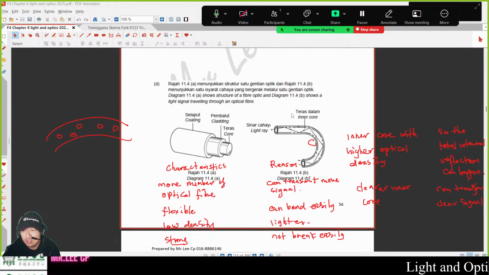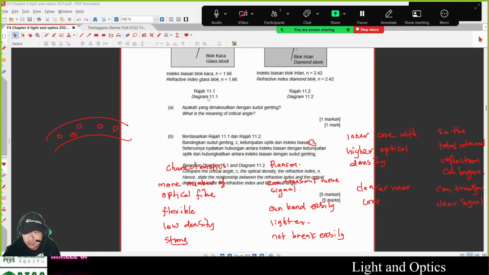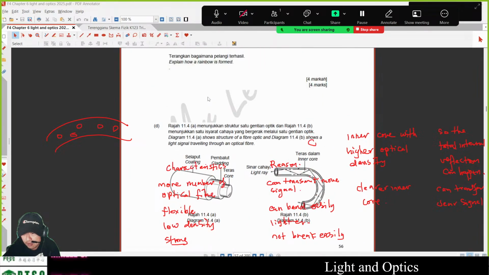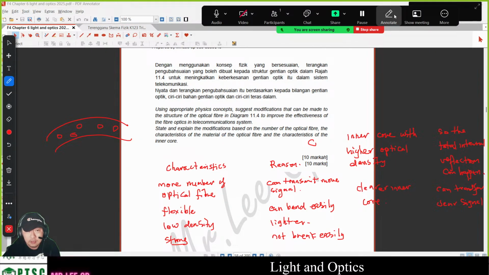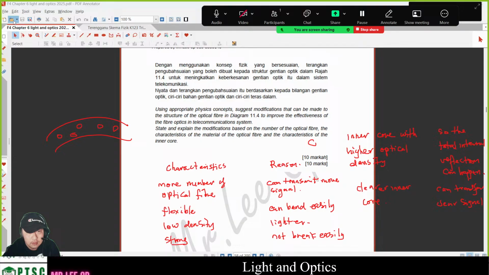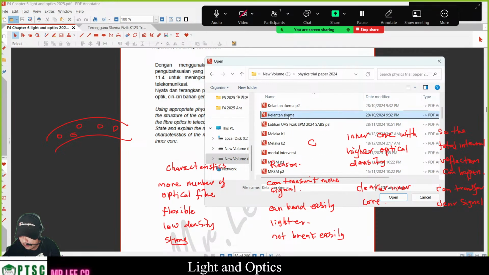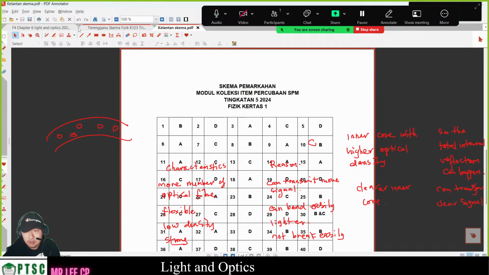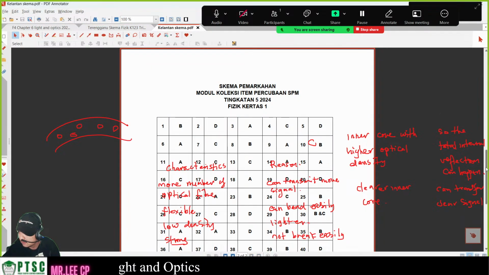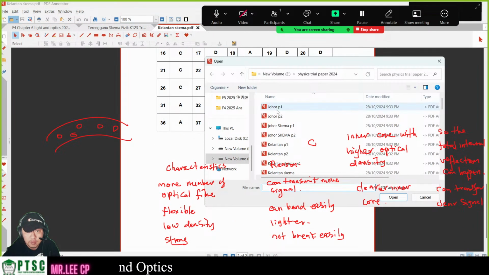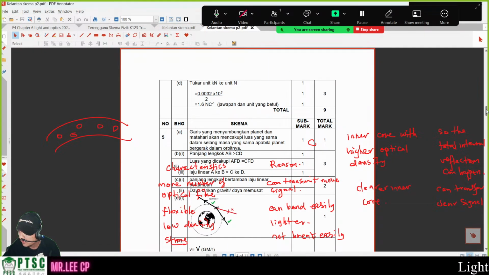So we try to have a look at the answer. We try Kelantan 2024. Question number 11. Okay, this is paper 1, I want paper 2. Question number 11.